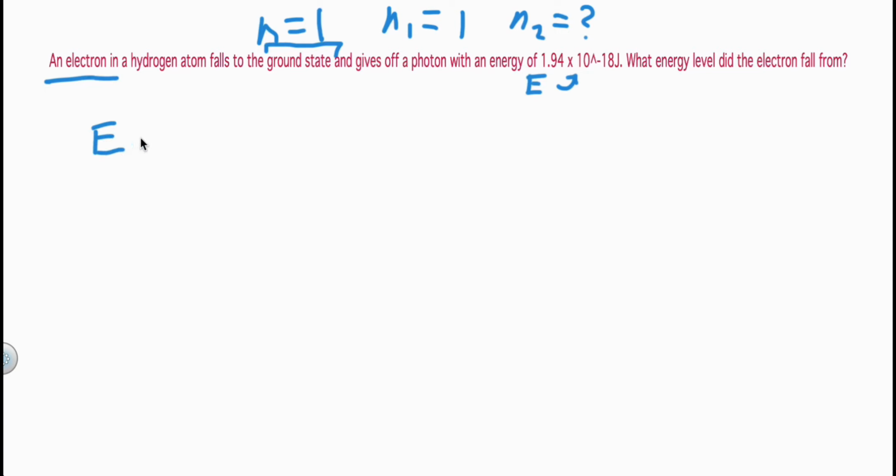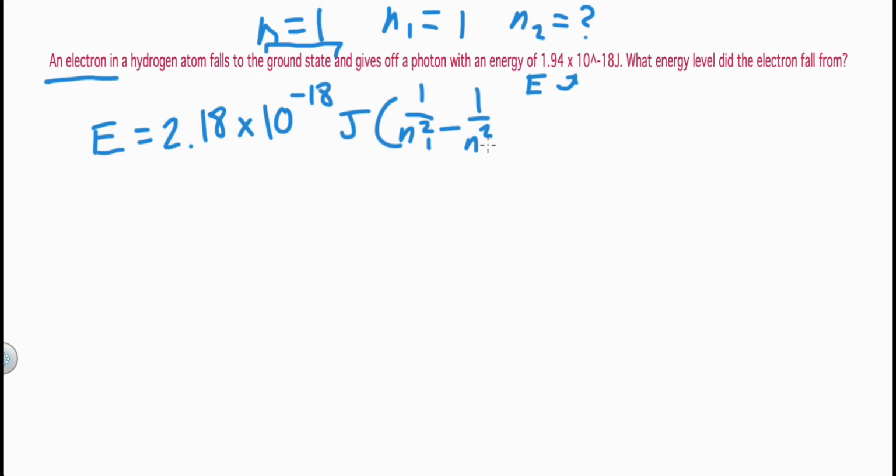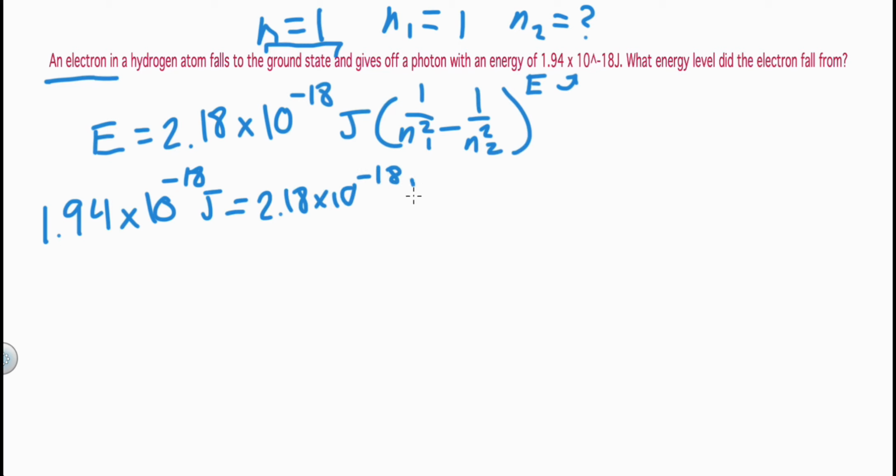So energy equals 2.18 times 10 to the power of negative 18 joules, times 1 over, and blah blah blah, all this boring stuff. Alright, so we have that. This is the constant. This is the equation for energy. So now let's plug everything in. 1.94 times 10 to the power of negative 18 joules equals 2.18 times 10 to the power of negative 18 joules, and then this as well.